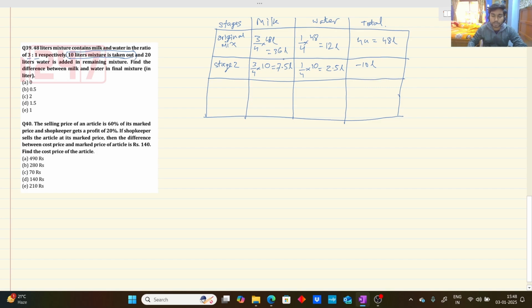At this stage, what is my remaining milk? This is taken out, so we subtract. Remaining milk is 36 minus 7.5, which is 28.5 liters. And water is 12 minus 2.5, which is 9.5. So 9.5 liters water is remaining.